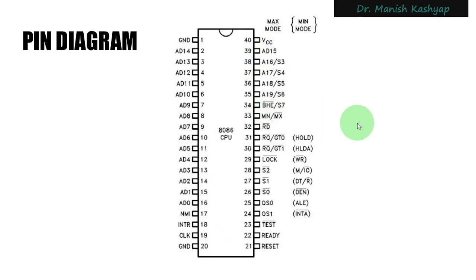Now the data bus is of 16 bits because 8086 is a 16-bit microprocessor. You do not have separate data pins here because that would again increase the size of this 8086 microprocessor. And the address bus is seldom used in comparison to the data bus.